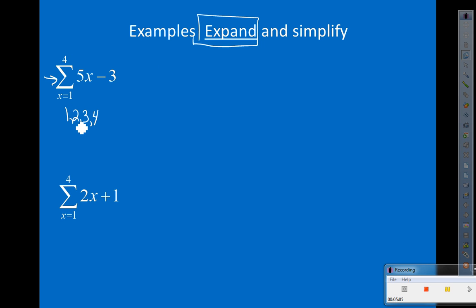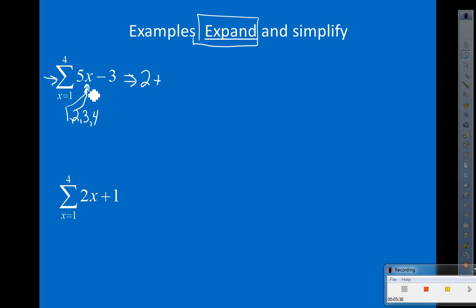So here's what I do, guys. I write down the numbers I'm using. 1, 2, 3, 4. You are now asked to plug in a 1. 5 times 1 is 5, minus 3 is 2. I'm going to write a plus sign because that's what this thing says to do, is add them together. Now plug in a 2.